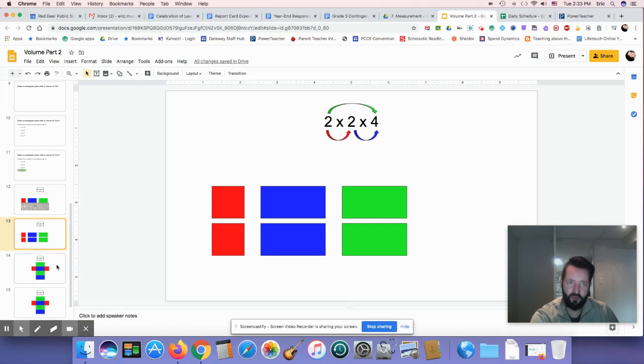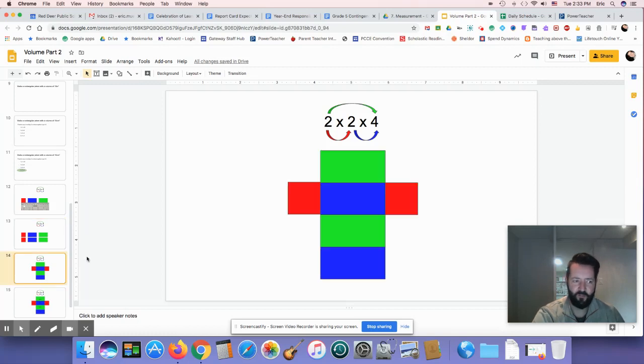And then what we want to do is arrange them into that net formation. And it should always look like a T when you're done. So here's what I've done. I've taken them and I've put my front and my back not next to each other, but on opposite sides to each other. So my two green ones are here. And then same thing with my blue faces are here. And then my left and my right side, my 2 by 2 faces, I've just stuck on the side.